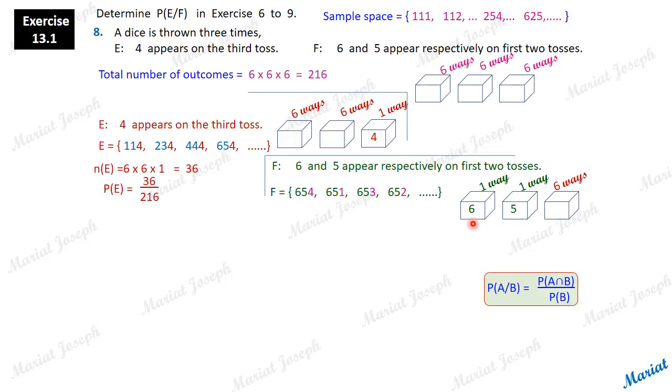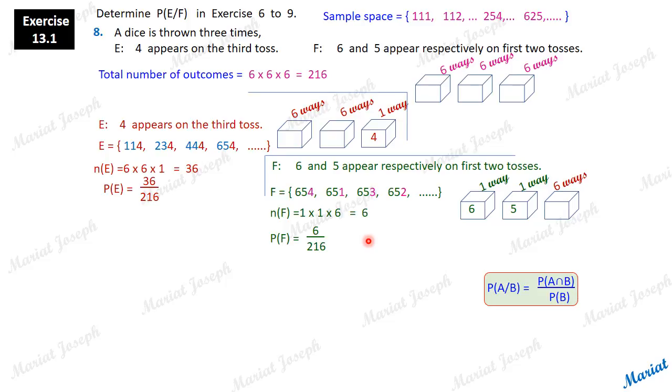So the total number of this kind of outcomes would be calculated as 1 into 1 into 6, that is only 6 of them. So the number of elements of the event F is 1 into 1 into 6, equal to 6. Therefore, probability of F is equal to 6 upon 216.